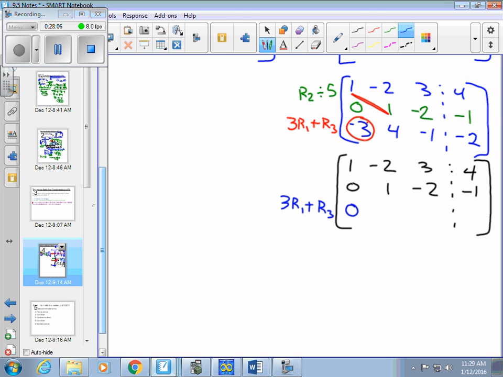Do the same thing across the row. 3 times -2 is -6. -6 plus 4 gets us to -2. 3 times 3 is 9. 9 plus -1 is 8. Finishing off the constants, 3 times 4 is 12. 12 plus -2 is 10.